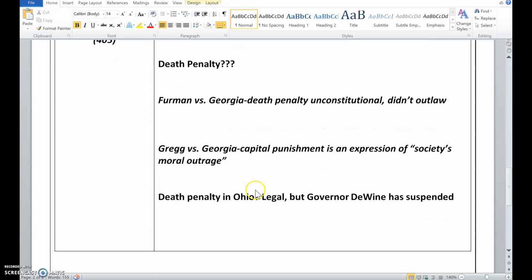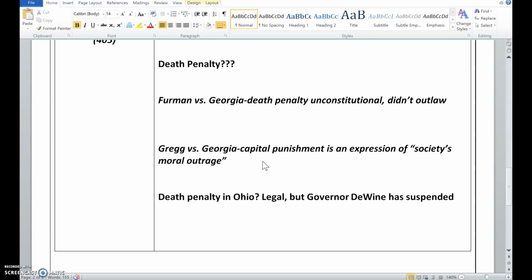The next court case is kind of the opposite, Gregg versus Georgia. They said capital punishment, again, both in Georgia here, is okay. It does not violate your Eighth Amendment rights, and it is an expression of society's moral outrage. Those are the exact words that were used in the court case.